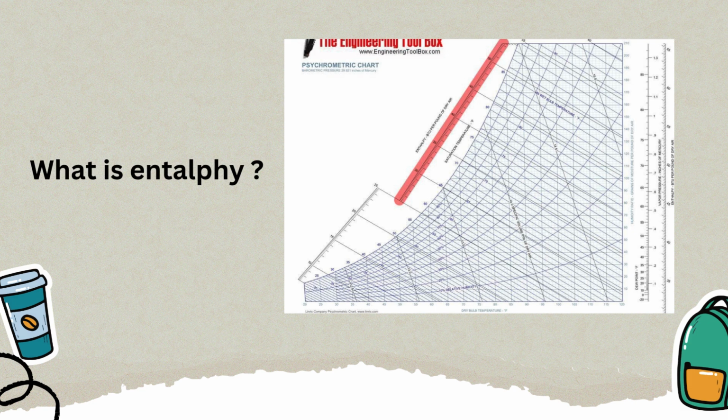A positive change in enthalpy signifies an endothermic process, meaning heat is absorbed, while a negative change in enthalpy represents an exothermic process, where heat is released.